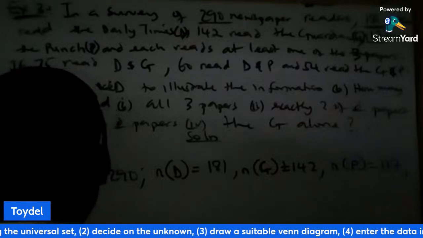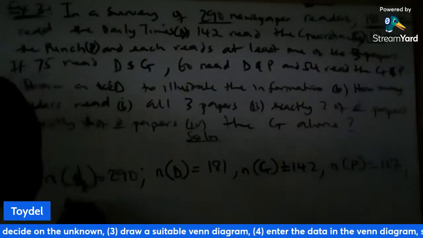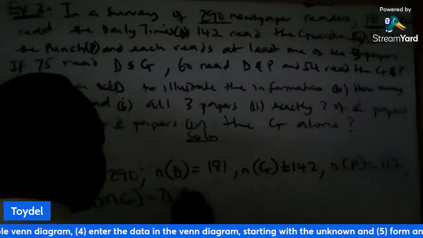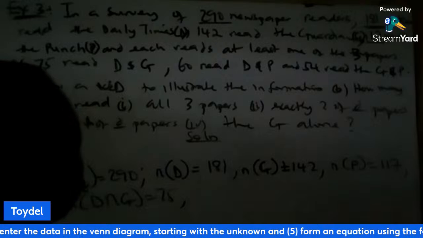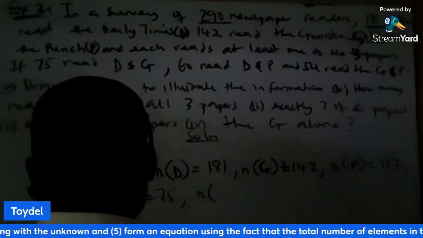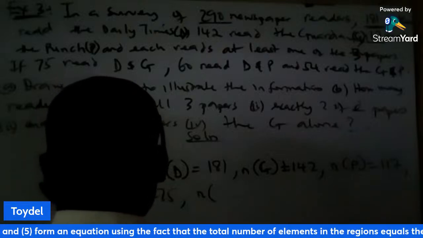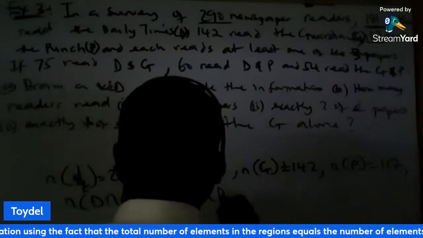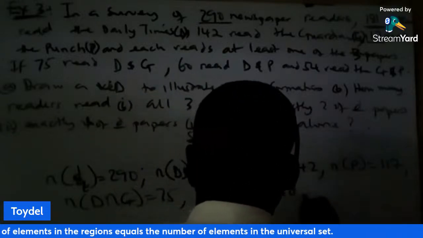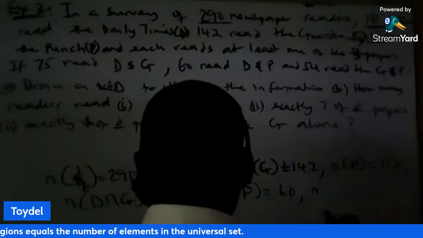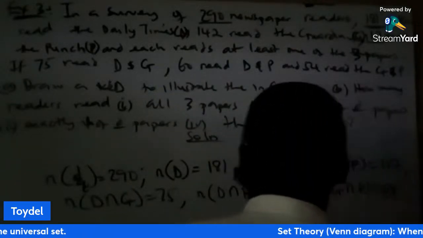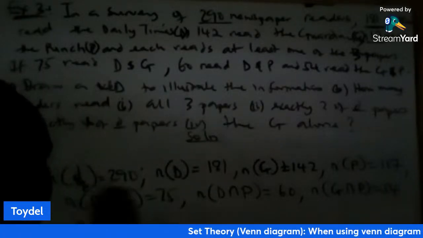We are also given that 75 read Daily Times and Guardian. Of course, we say the number that read Daily Times intersection Guardian is 75, because intersection simply means and. Then 60 read Daily Times and Punch, so Daily Times intersection Punch is 60. Guardian intersection Punch is 54.